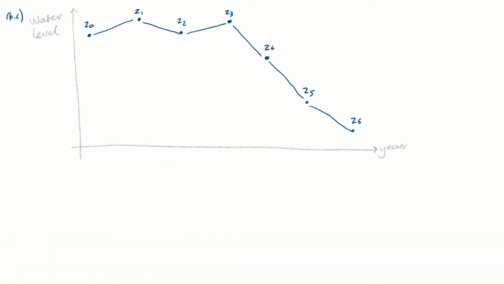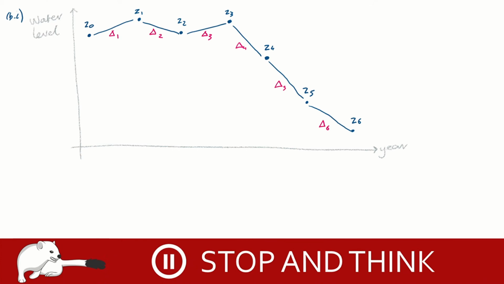Here's a hint. Try thinking about the year-on-year differences. Let delta i equal Z_i minus Z_{i-1}. And what do you think would be a good model for these delta i? Again, pause the video and have a think. See if you can propose a probability model for the delta i's.